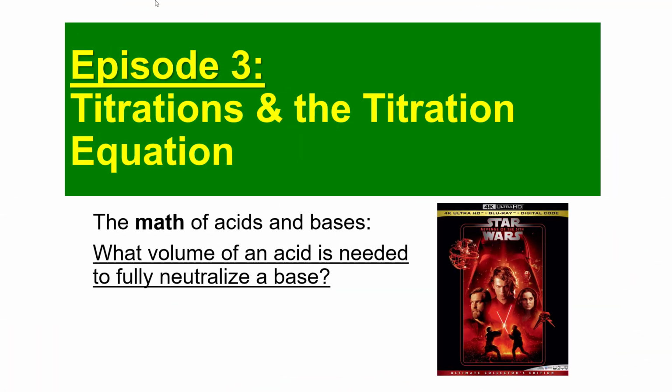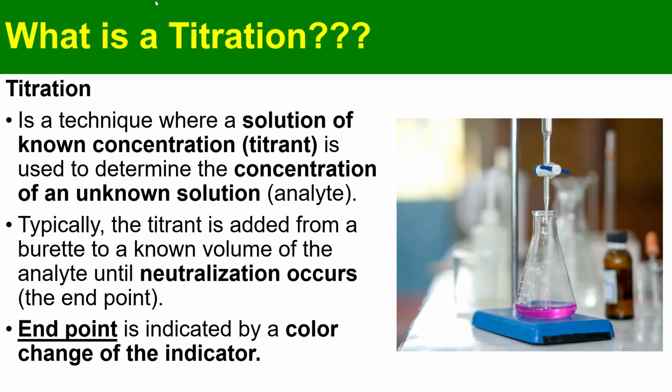So now let's move on to episode 3 of this video, which is really going to talk about the mathematics of the titration. And for everybody playing along at home, a titration is really a technique where a solution of known concentration, which we will refer to as the titrant, is used to determine the concentration of an unknown solution, which is an analyte. Now, usually if your titrant is an acid, your analyte is a base, and if your analyte is an acid, your titrant is a base because the titration is based on a neutralization reaction. And you will continue adding the titrant to the analyte until neutralization occurs.